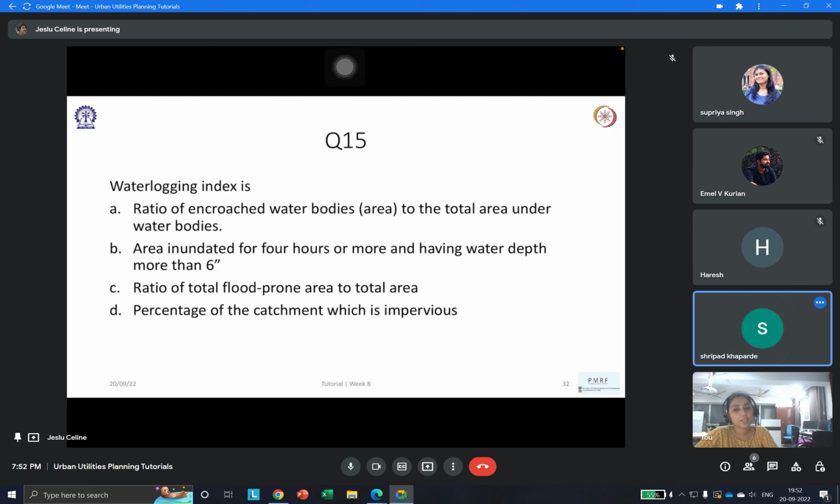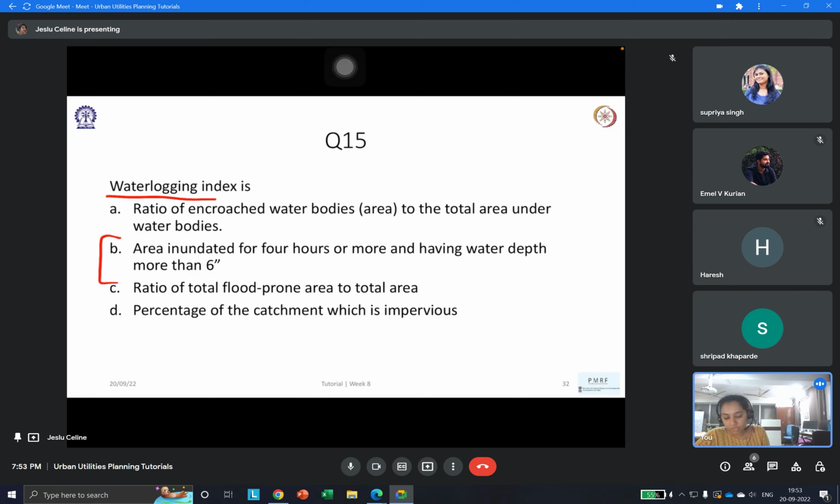B. Percentage of catchment, which is the answer that you're saying? B. Area inundated for 4 hours or more and having water depth more than 6 inches. Yeah, right. So it is the logging which is there. Your water is getting logged over there.